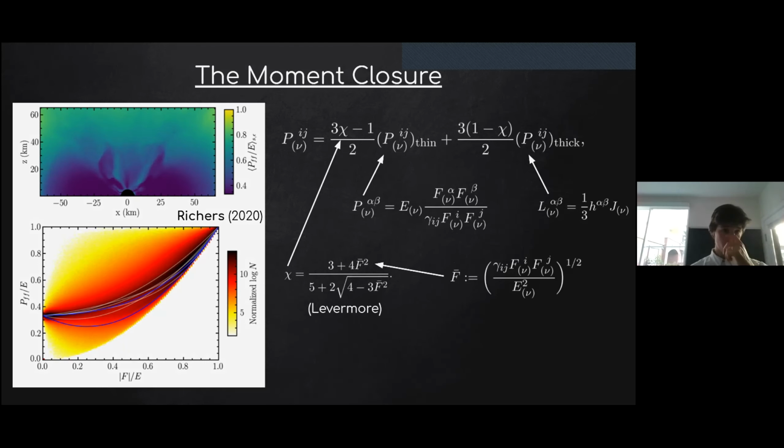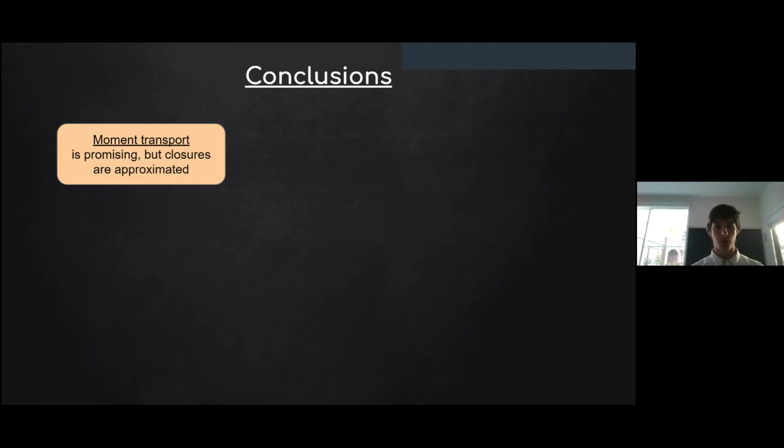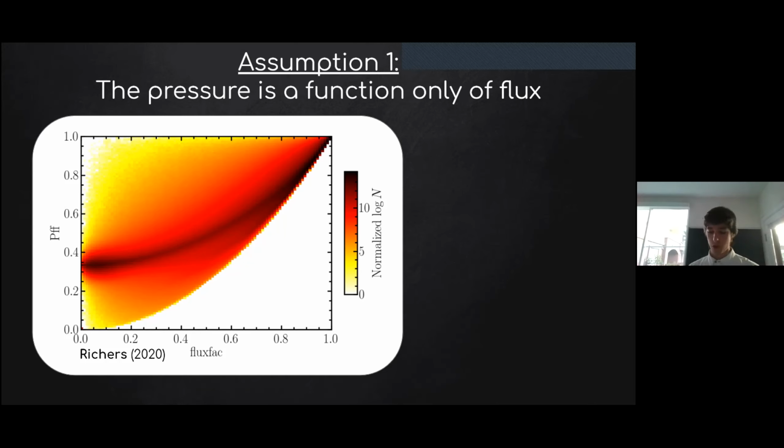So yeah, the conclusion from this is just that moment transport is promising, but the closures are a source of approximation. So before we look at individual closures, I want to look at assumptions that don't depend on any particular closure. For any of these schemes, one of the assumptions is that the pressure is a function only of the flux, and we just talked about this, where there's this giant spread.